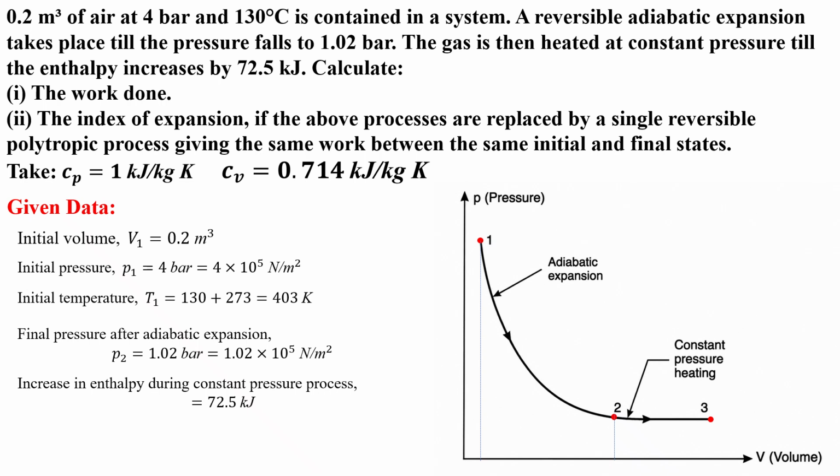Then we have to determine the net work done, and also determine the index of expansion if we are considering a polytropic process with the same work done. Also we have to consider the Cp value as 1 kilojoule per kg Kelvin and Cv equal to 0.714 kilojoule per kg Kelvin. Okay, let's see the solution.